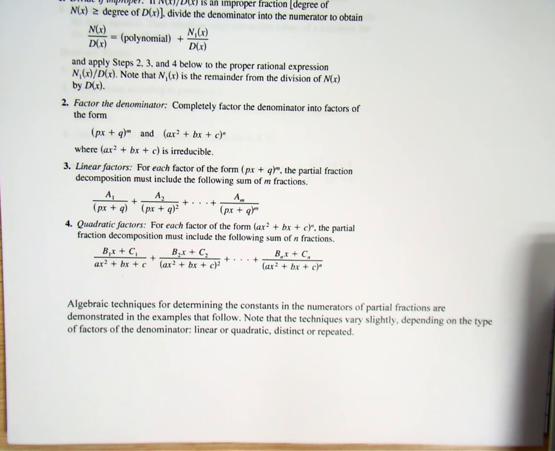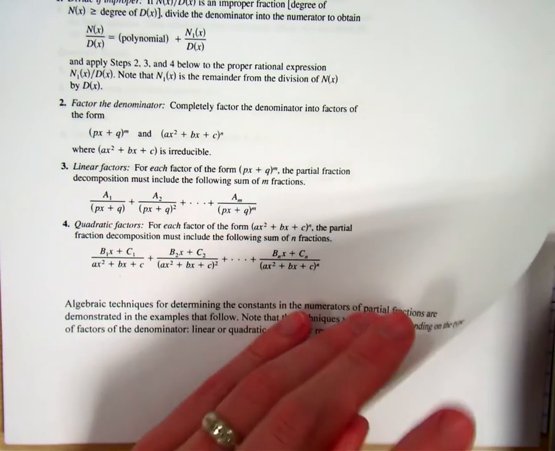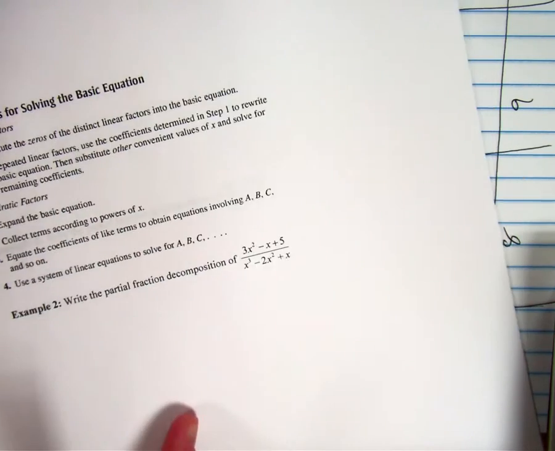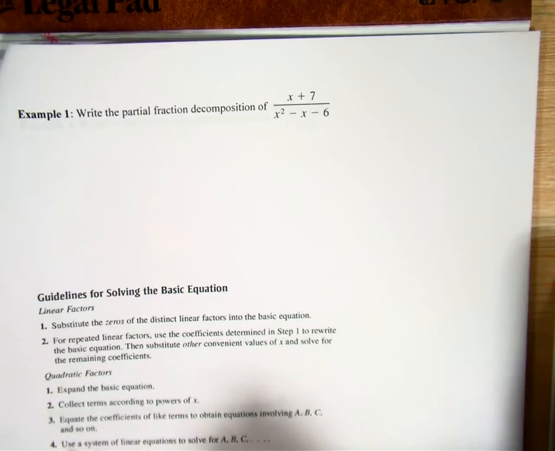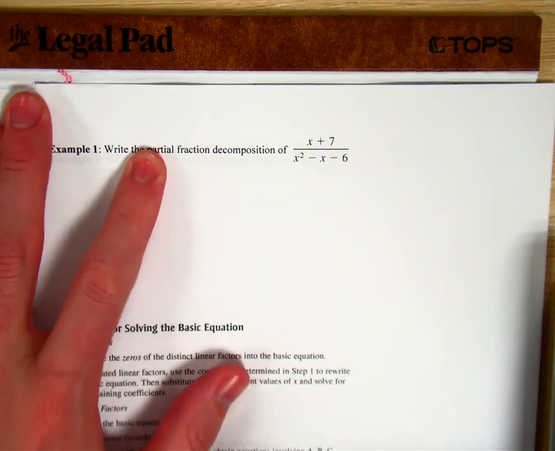Algebraic techniques for determining the constants in the numerators of partial fraction decompositions are demonstrated in the examples that follow. Note that the techniques vary slightly depending on the type of factors of the denominator: linear, quadratic, distinct, or repeated. And actually, we're just going to use the same method each time. That way we won't get confused. It makes the easy ones just a little bit longer, but it also only uses one process, so we don't have to worry about getting confused.